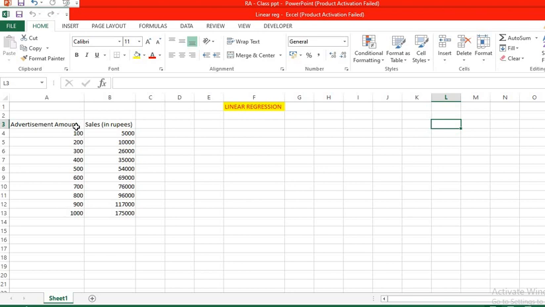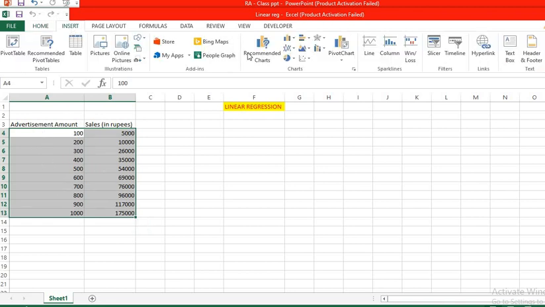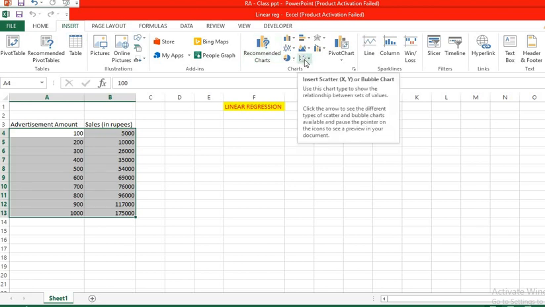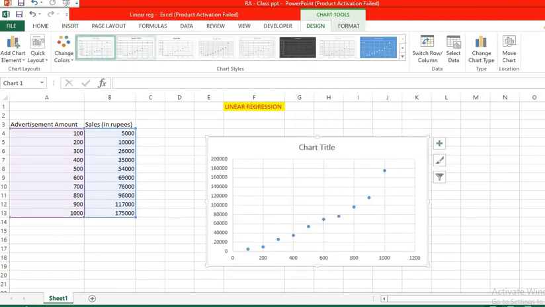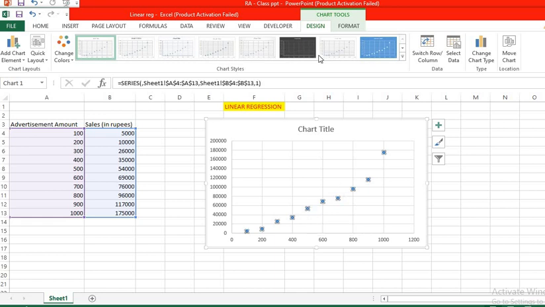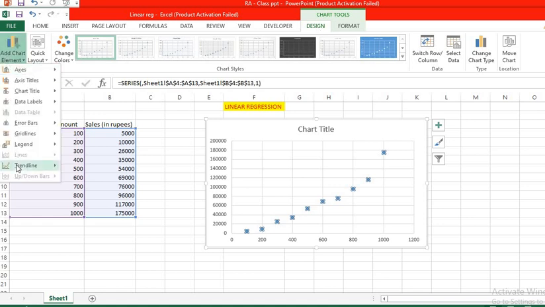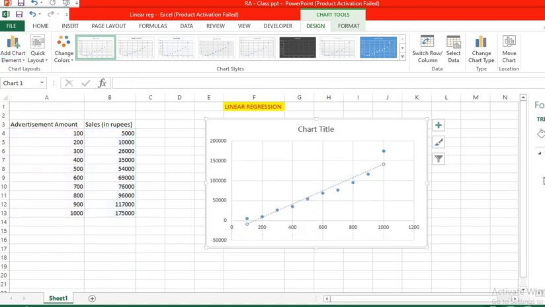So now we'll plot this. For plotting, select the data, go to insert. In that, you can find the scatter chart. In the scatter, you just plot the data points alone, not the graph. After plotting, if you click the graph, there will be a design tab at the top. Click it, go to add chart element, select trend line. In that, select more trend line options.